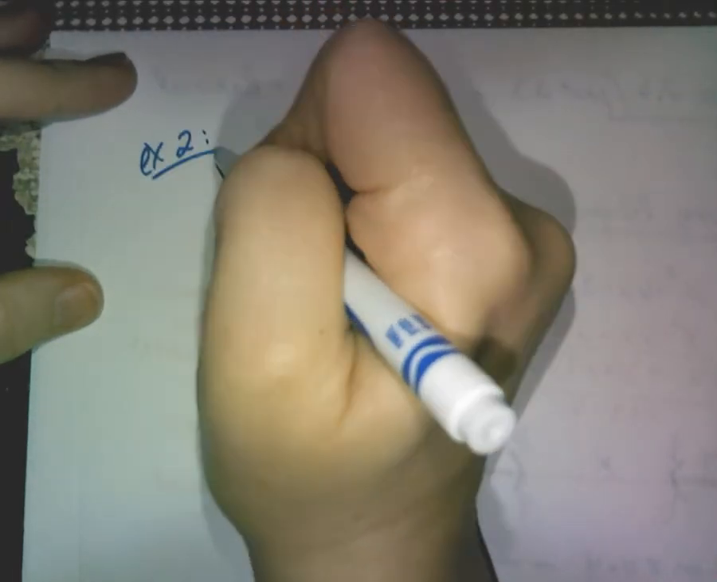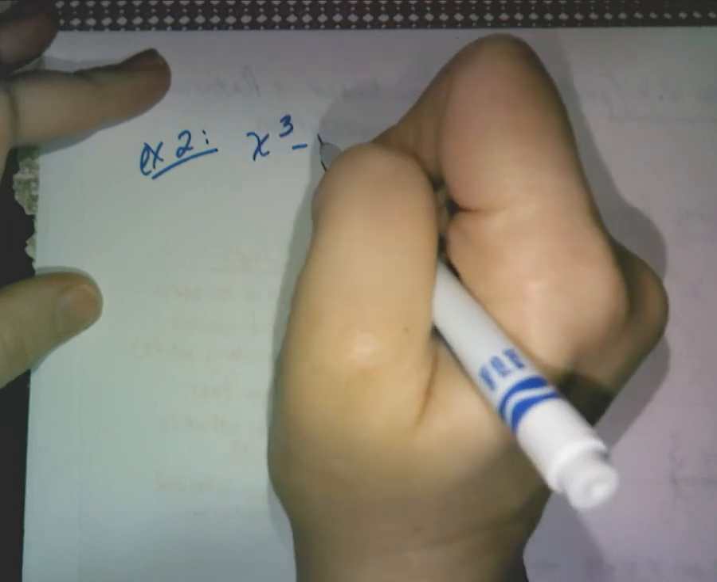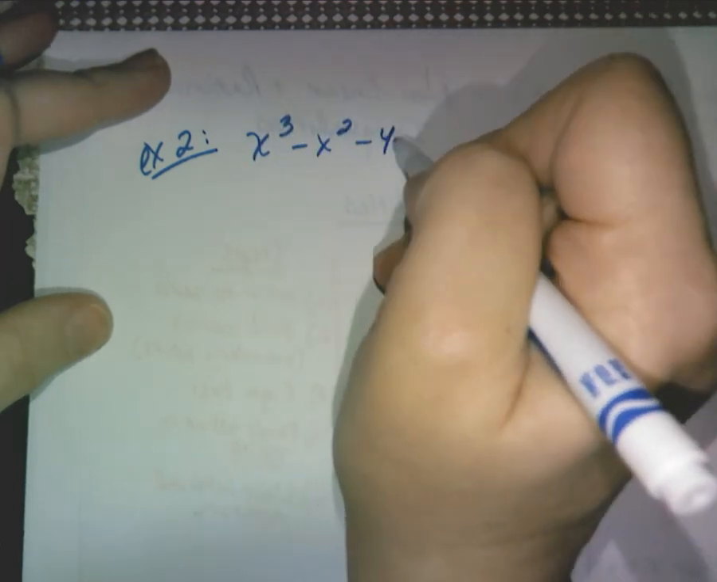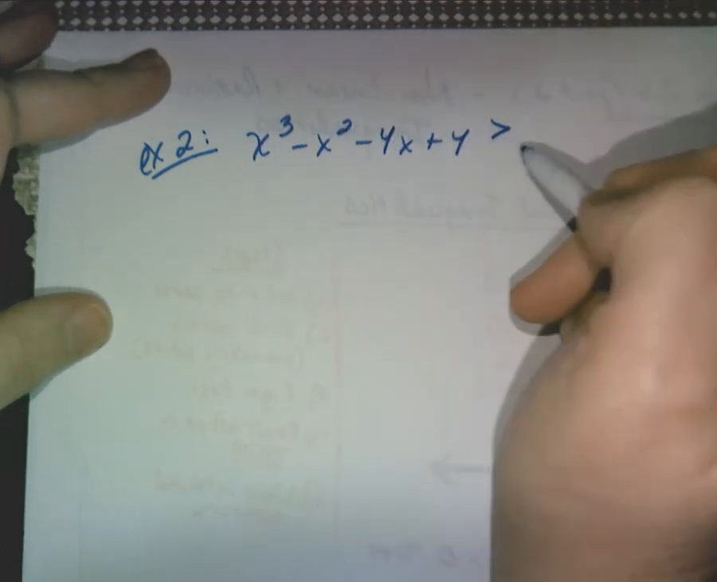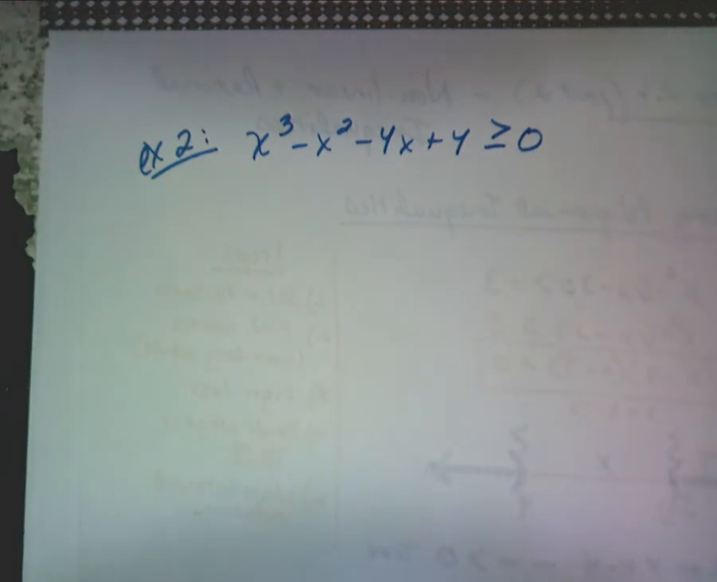Yeah. Let's go to example 2. We got 4 more to go. They just get increasingly funner. X cubed minus x squared minus 4x plus 4 is greater than or equal to 0.